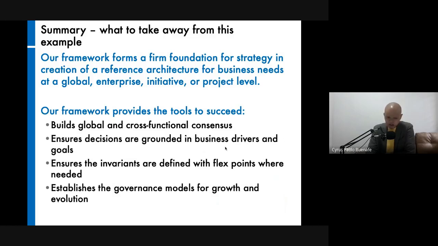But nevertheless, it gives us some advantage. Our framework provides the tools to succeed, okay? So in this case, we see that it builds global and cross-functional consensus because you have a common global reference architecture. It ensures decisions are grounded in business drivers and goals because you've been able to articulate what the drivers and goals are, which are part of your 6 architectural elements, right? And so you have some basis.